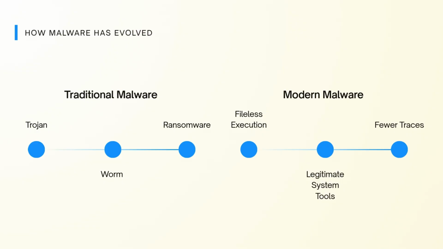Traditional malware follows a pretty simple path: Trojans, worms, and also ransomware. Malicious files that get delivered, executed, and often destroy or encrypt something. Modern malware takes a different approach. It relies on fileless execution and legitimate system tools already built into the operating system, which means it leaves far fewer traces behind for vendors to find.